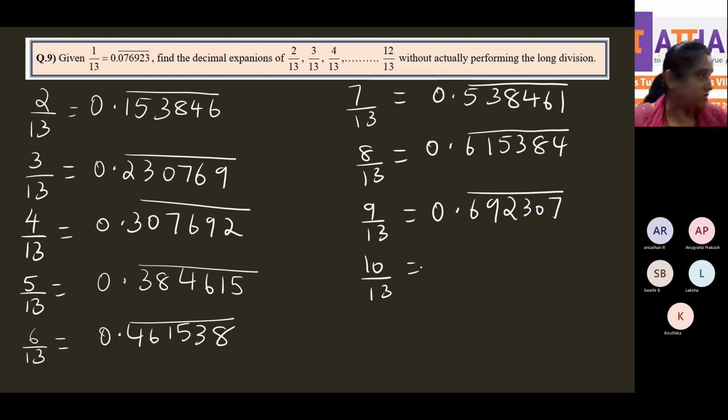10 by 13. Niveda, have you finished 10 by 13? Okay, 10 by. No. I think he's waiting outside to take you. Yeah, you can go. He's there only.